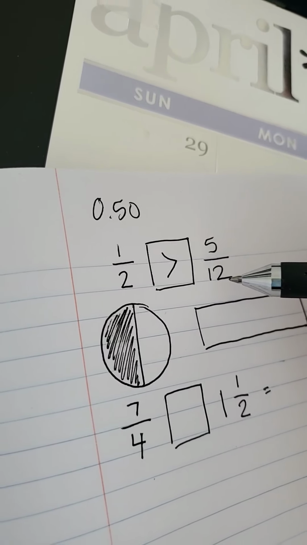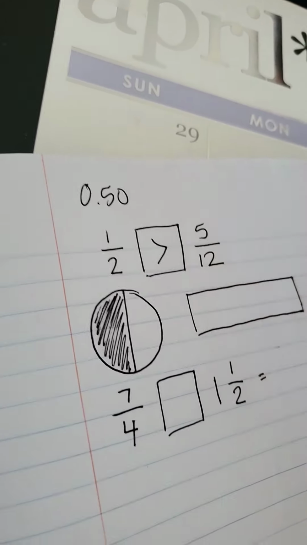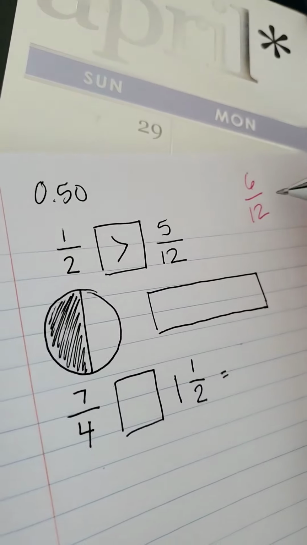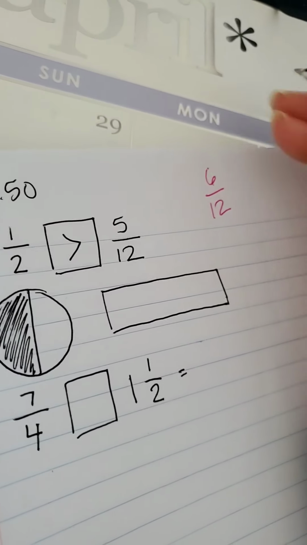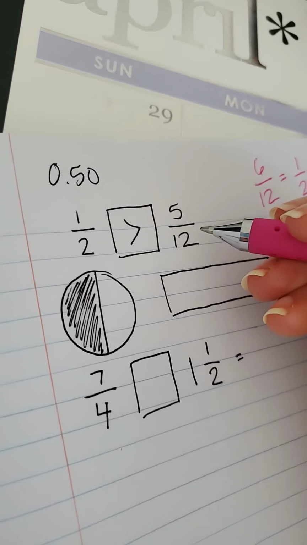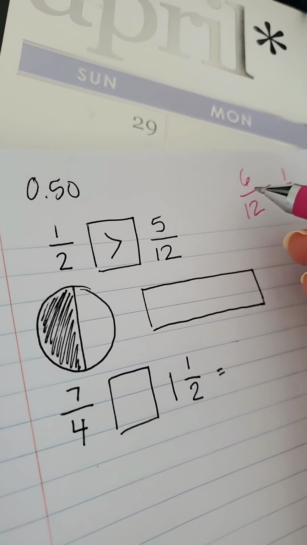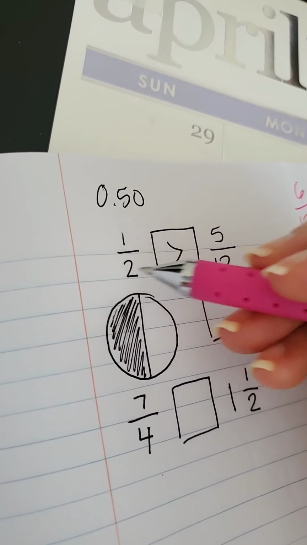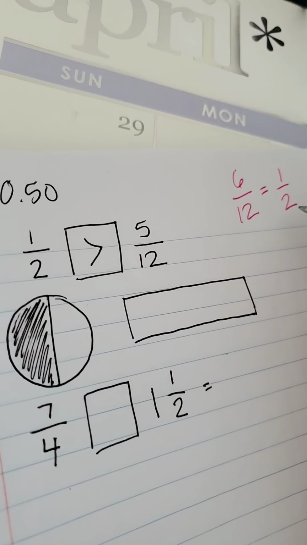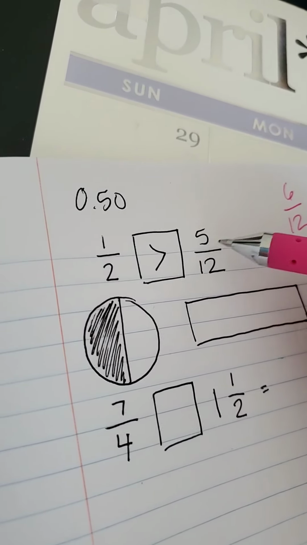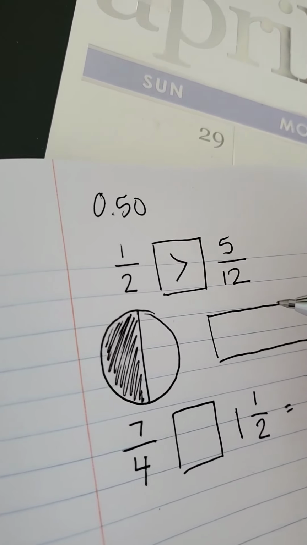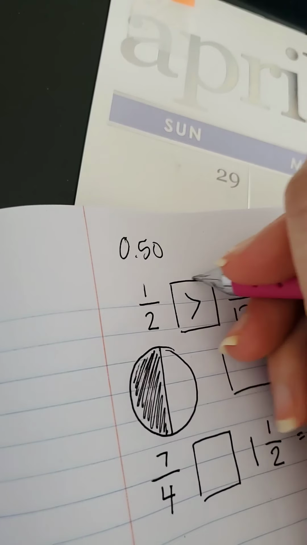But the thing is, think about what is half of 12. Half of 12 is 6/12, because 6 is half of 12. So 6/12 is the same thing as 1/2. Now 5 is less than 6. So we would say that 1/2 is greater than 5/12, because 6/12 is the same thing as 1/2, and since 5 is less than 6, they're not even equal. This one's actually bigger. And this symbol right here is the greater than symbol.